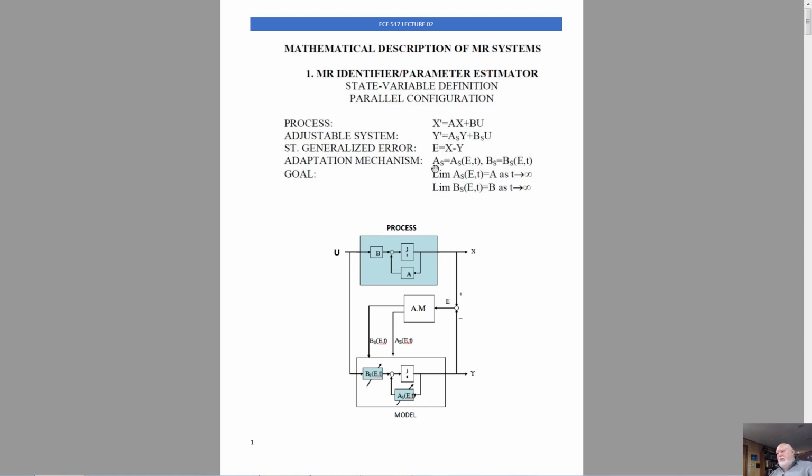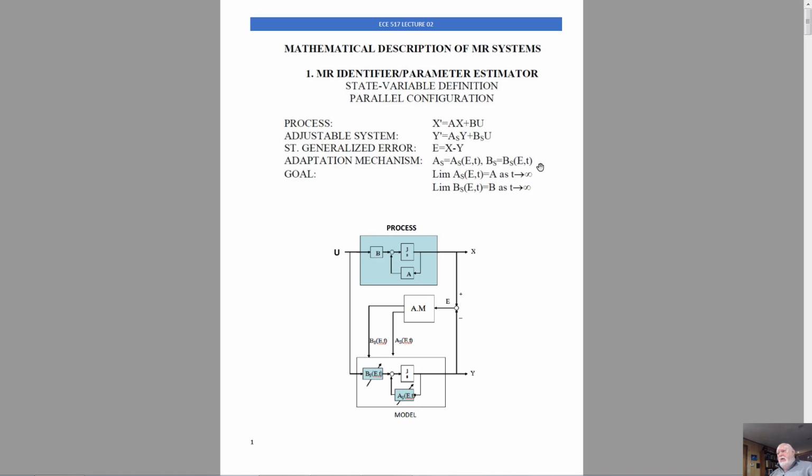The adaptation mechanism is the procedure that we use to change, to adjust matrix AS. And of course, it's a kind of function of error and time. So matrix AS of the adjustable system is error dependent and is expected to change with time. The same we have for matrix B of the system. It is a function of error and time.